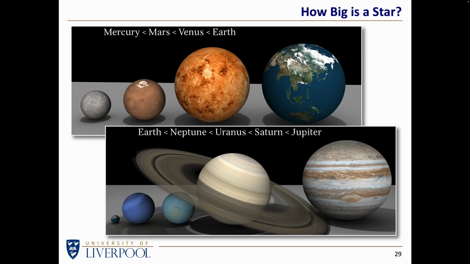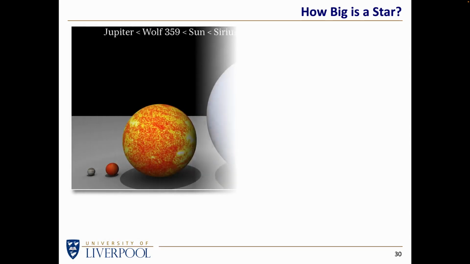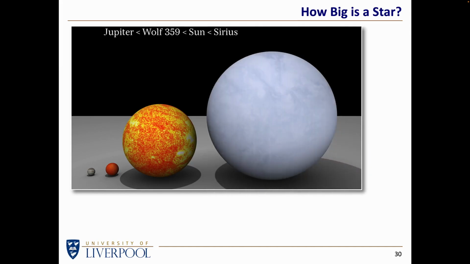Let's take the Jupiter-sized object on the right-hand side of this panel and place it on the left-hand side of the next panel. So there we see Jupiter in the bottom left, and a relatively small star called Wolf 359 is sitting next to it. Notice that Wolf 359 is not that much bigger than Jupiter.